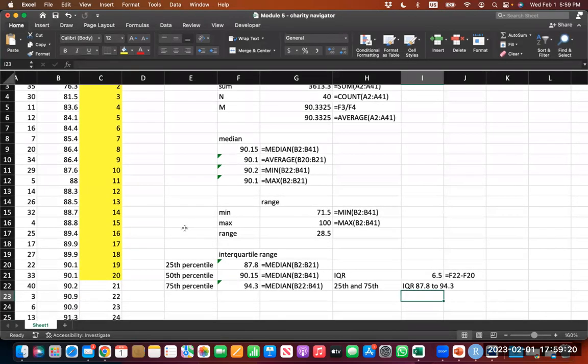We have a median splitting at 50%. We have the 25th percentile splitting the lower 50% into two equal parts, and then the 75th percentile splitting the upper part into two equal parts. Yes. Exactly. So you create four equal parts of your data set.